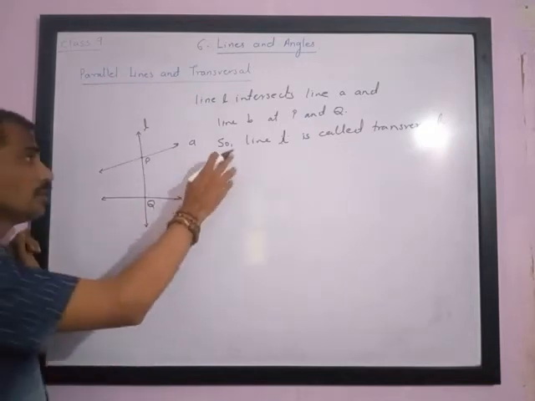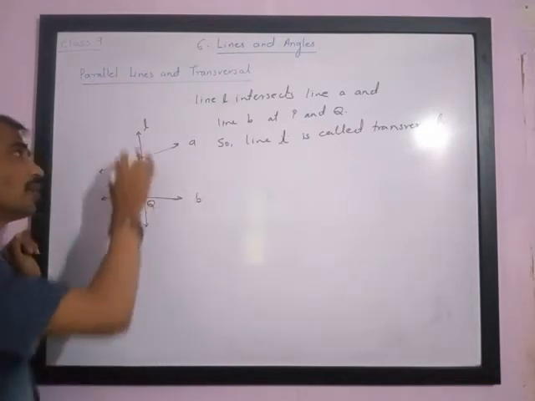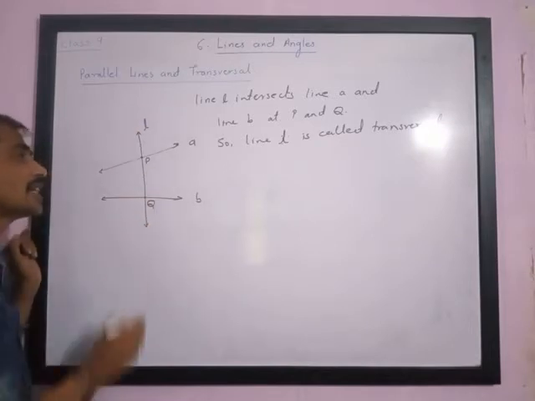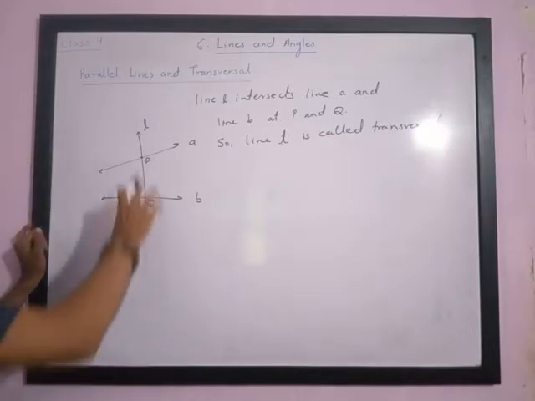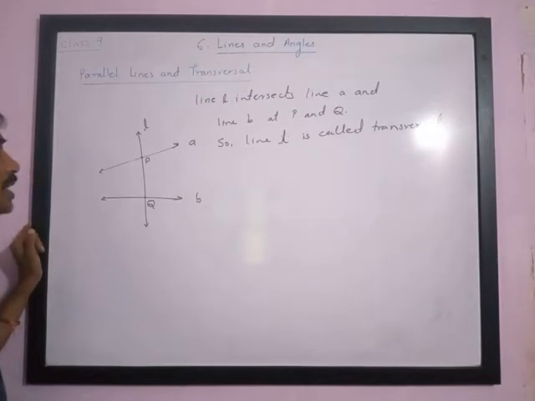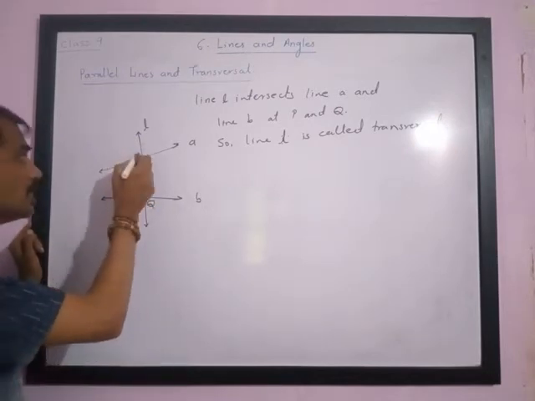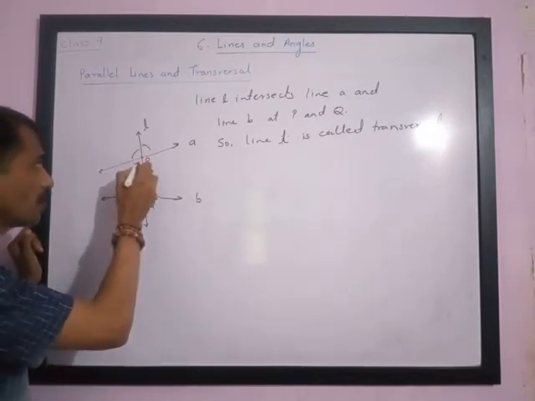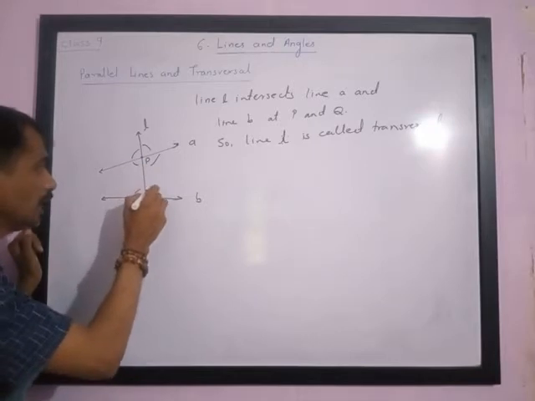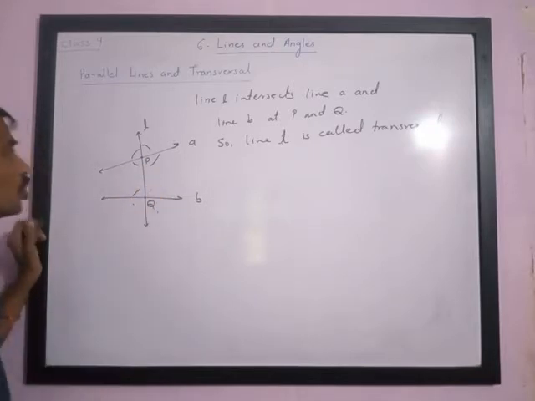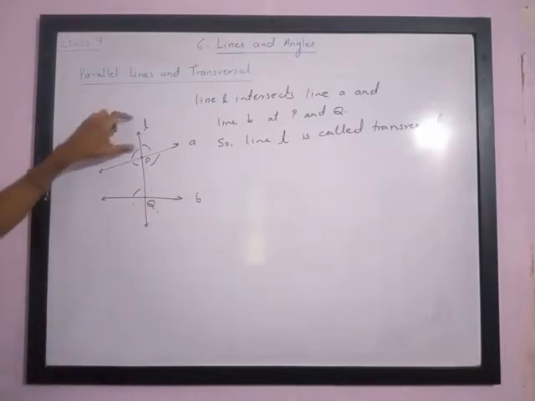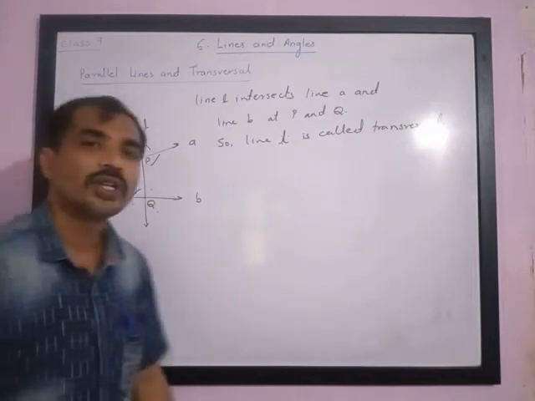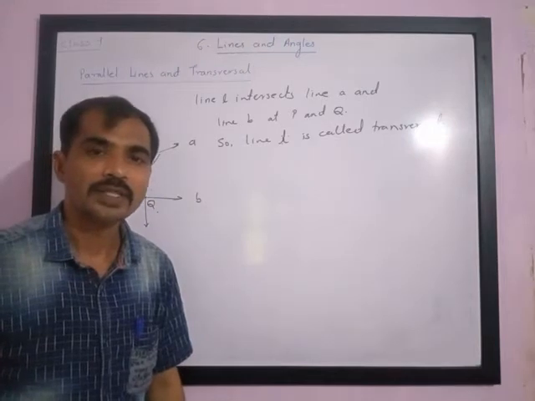Now the next point is about exterior and interior angles. When a transversal intersects two lines, we get 8 angles. Understand, these are 4 angles. These are again 4 angles. So total 8 angles. Whenever a transversal intersects two lines, we get 8 angles. We are going to name these 8 angles.